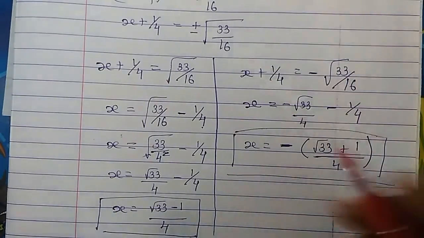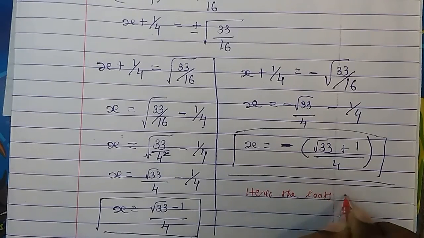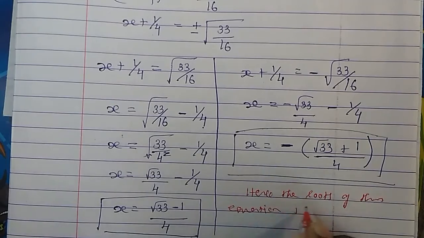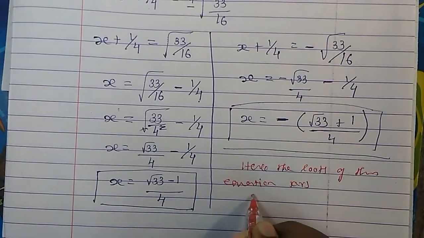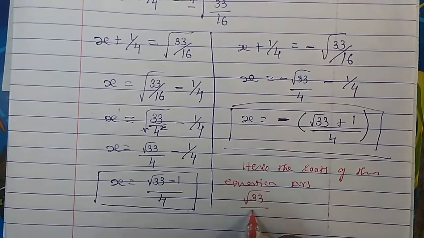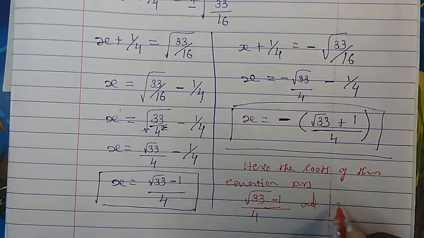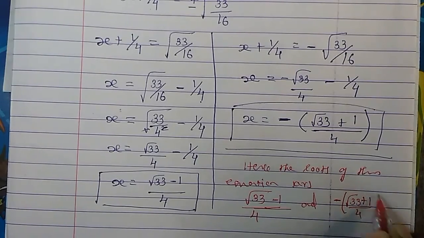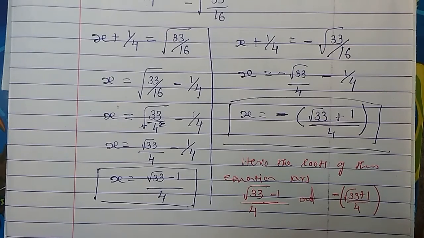Hence the roots of this equation are root 33 minus 1 upon 4 and minus root 33 plus 1 upon 4. So these are the two roots we have got for this equation.